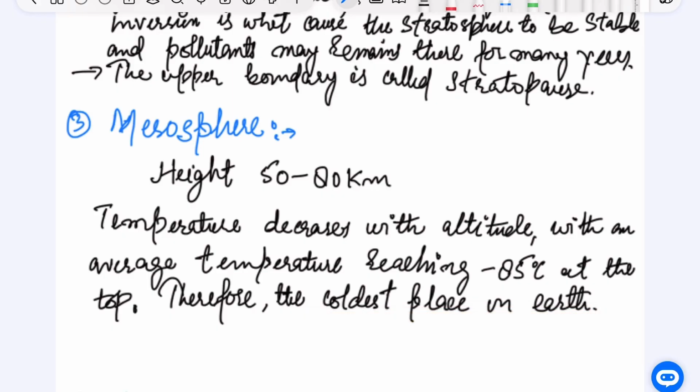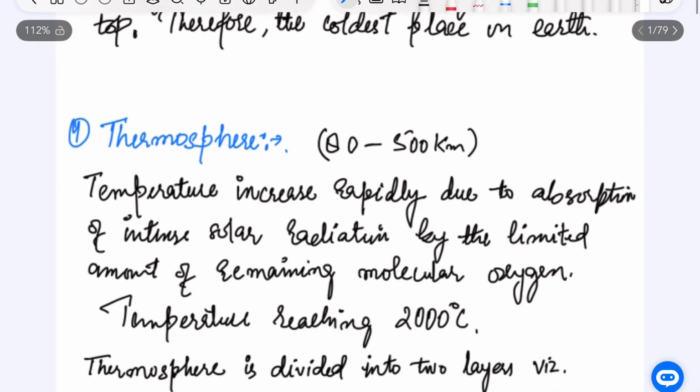So if someone asks you which is the coldest place in the earth's atmosphere, you can say the mesosphere, where at the top the temperature will reach up to -80 degrees Celsius. Therefore this is the coldest place on the earth. So the next layer is the thermosphere.